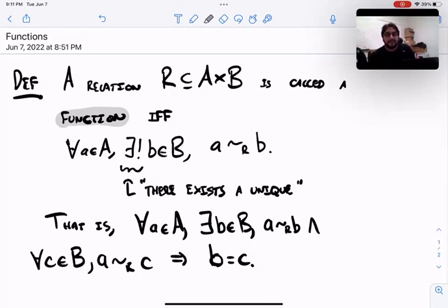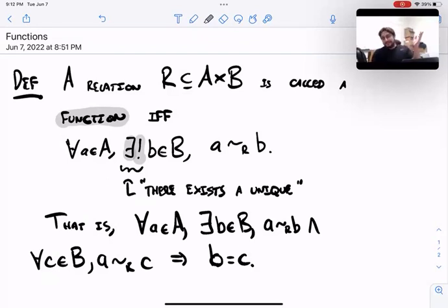And it is called a function if and only if for every element little a in A, there exists a unique element B in big B such that A is related to B. Right, this is our definition of function. And notice I said the word unique in there. So that's the way that is notated is with the exclamation point. You still write there exists, but then you put an exclamation point afterwards.